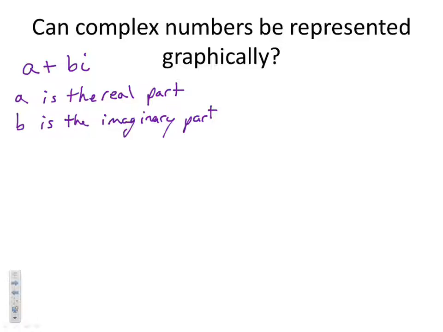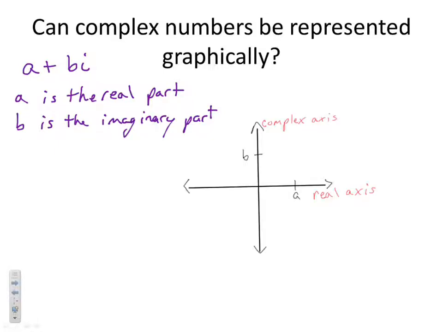Can these things be represented graphically is what I'm asking you. And the answer to that question is yes. Yes, we can represent complex numbers graphically, and it's actually kind of important. We're just going to touch on it now so that I can introduce a couple ideas to you, and then it is going to be really important when we get to trig and some other stuff later on in the year. But yes, we can represent these graphically, and this is how we do it.